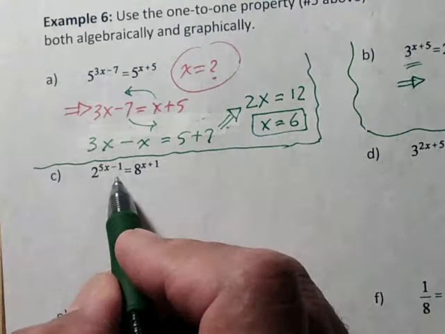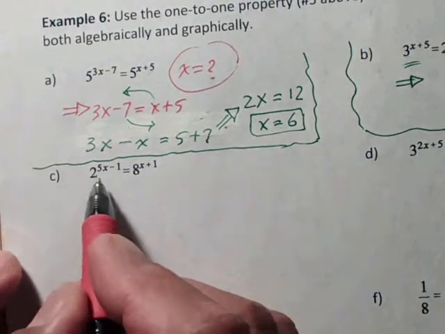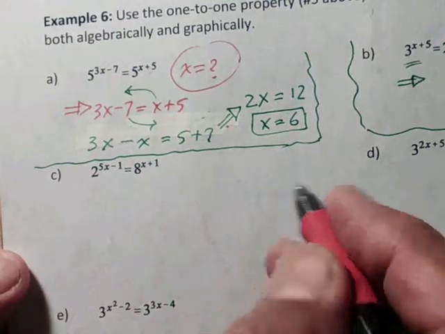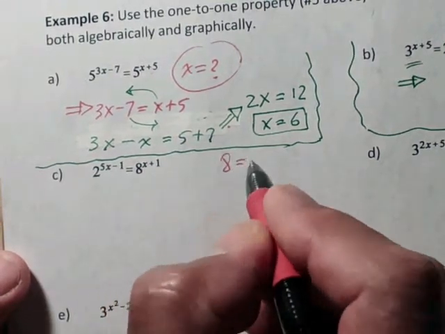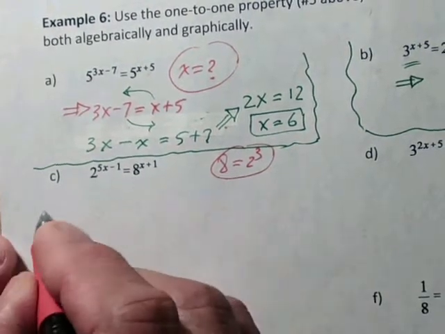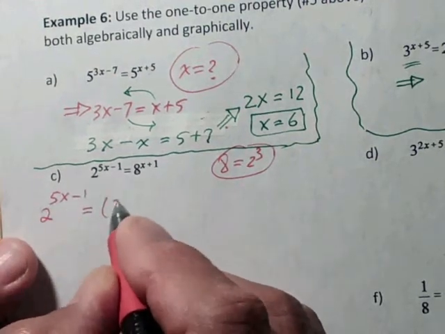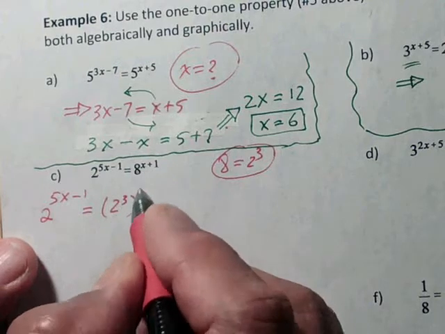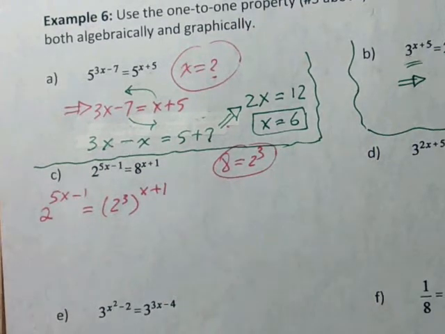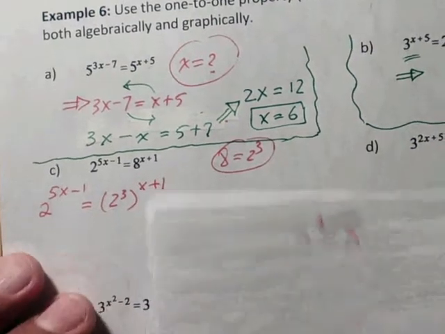How about this one? Well, you have one exponential on the left, one exponential on the right, but they have different bases. But 8, you know 8 is 2 to the power 3. So I replace this 8 by 2 to the power 3, and I would get 2 to the power 5x minus 1 is equal to 2 to the third power for 8, to the power x plus 1. Okay, and you know from intermediate algebra, 2 to the power 3 is 8.